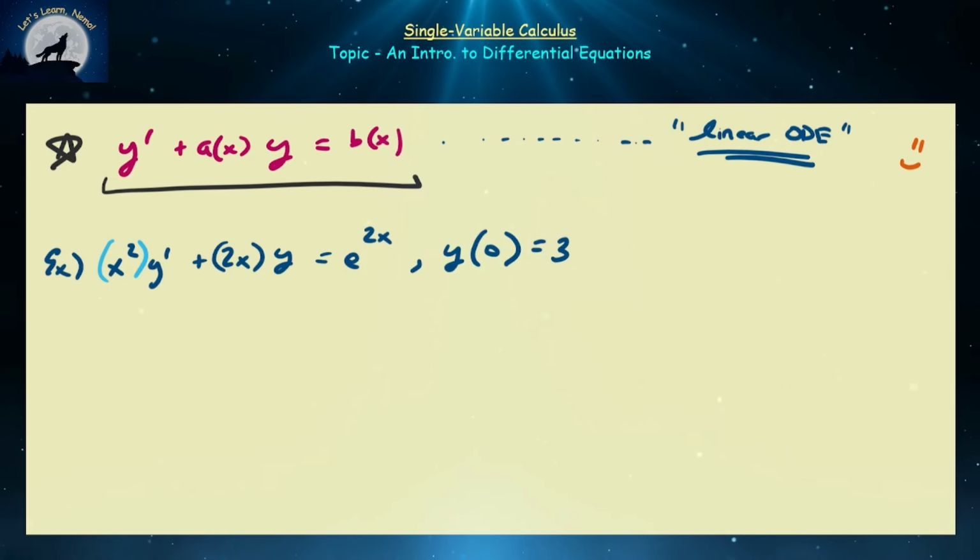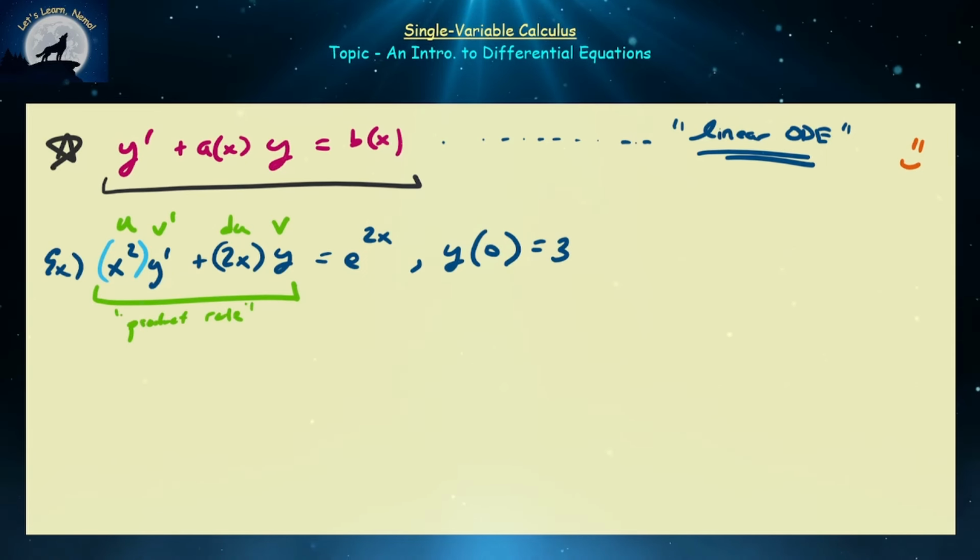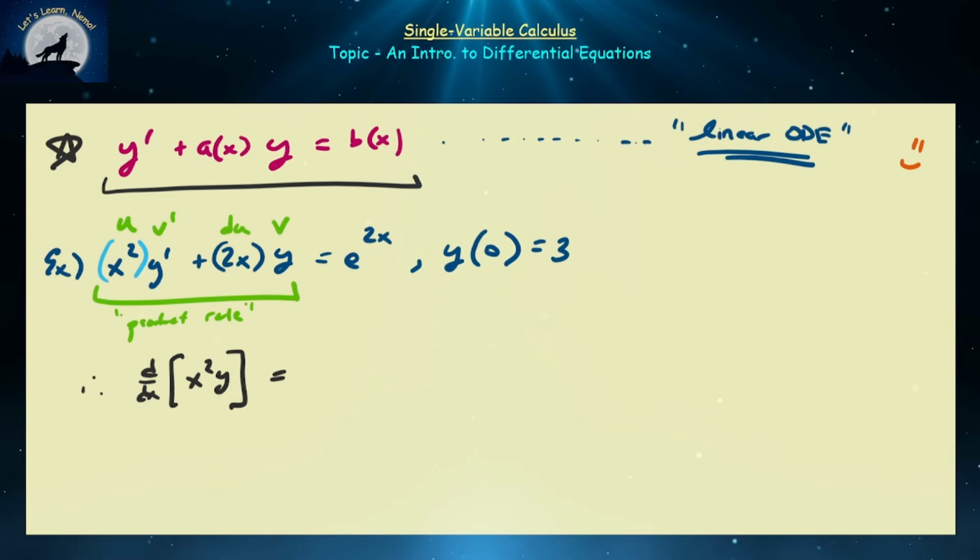But actually what I want to do is keep it this way and observe what I have on the left-hand side. Notice that if I call x squared u, then u prime will be equal to 2x. If I call v to be y, then v prime will be equal to y prime. So pretty much what I have on the left-hand side is just a product rule. In particular, this is just the product rule of the derivative of x squared times y. I suggest you check that, using implicit differentiation, to make sure that is indeed what the derivative of x squared y is. So I have the derivative of x squared y, where y is the solution that we're aiming for, and that's going to be equal to e to the 2x.